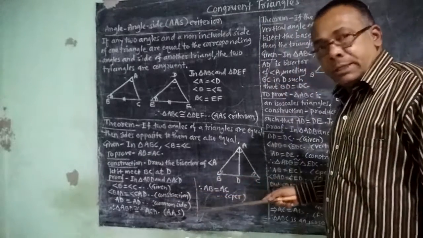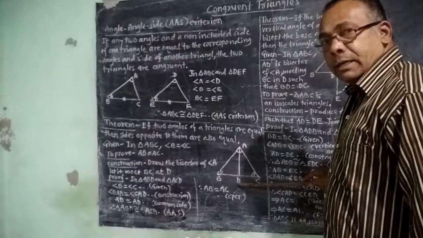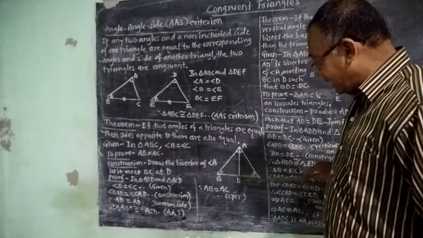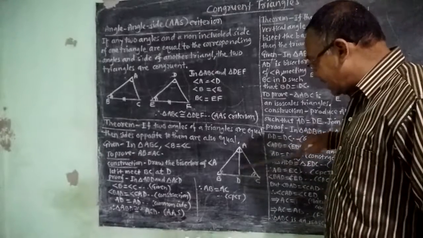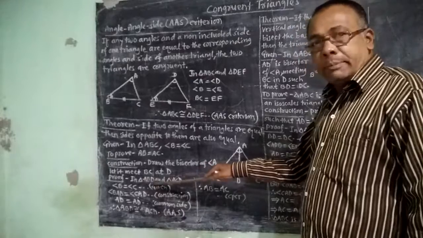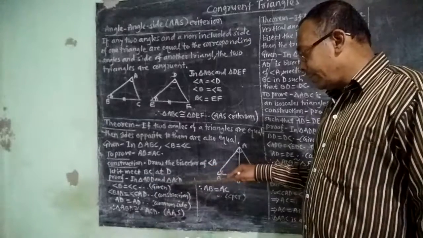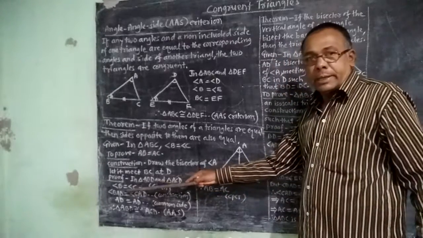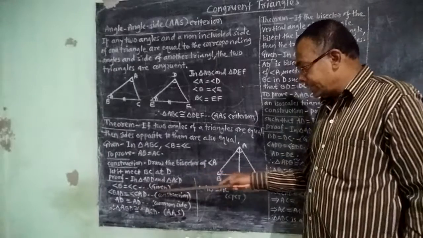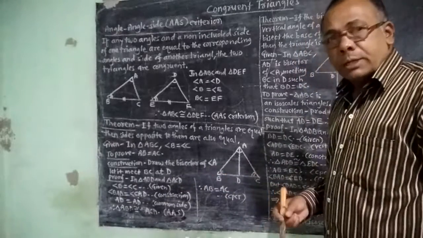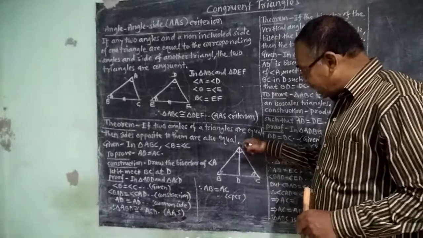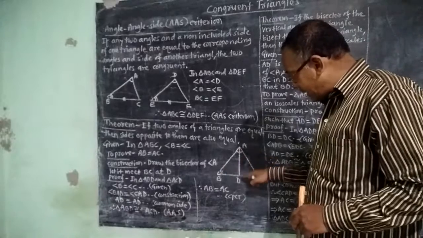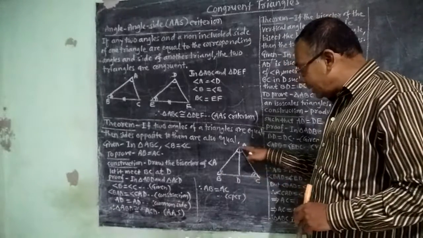In triangle ABD and triangle ACD, due to the bisector of the angle A, we get two triangles, namely triangle BAD and triangle CAD. Therefore in triangle ABD and triangle ACD, we know that angle B equal to angle C, which is given. Then due to the construction, since we have drawn the bisector of the angle A, we get two equal angles, that is angle BAD equal to angle CAD.